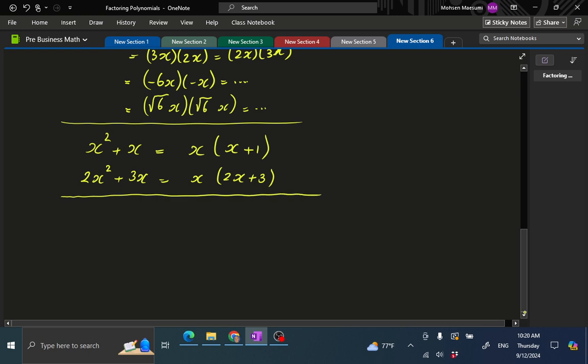What if there were no common factors? What if I had x squared plus 5x plus 6?